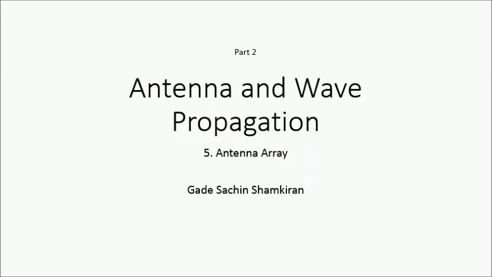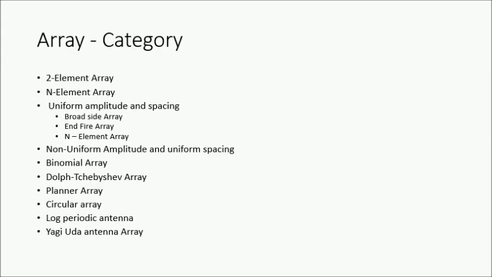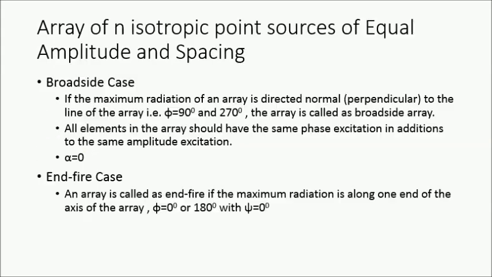In the last video lecture we have seen the two element array and the N element array. Now in this lecture we are going to understand the uniform amplitude and spacing broadside array and endfire array, the N element array, and non-uniform amplitude and uniform spacing. Array of anisotropic point sources of equal amplitude and spacing.